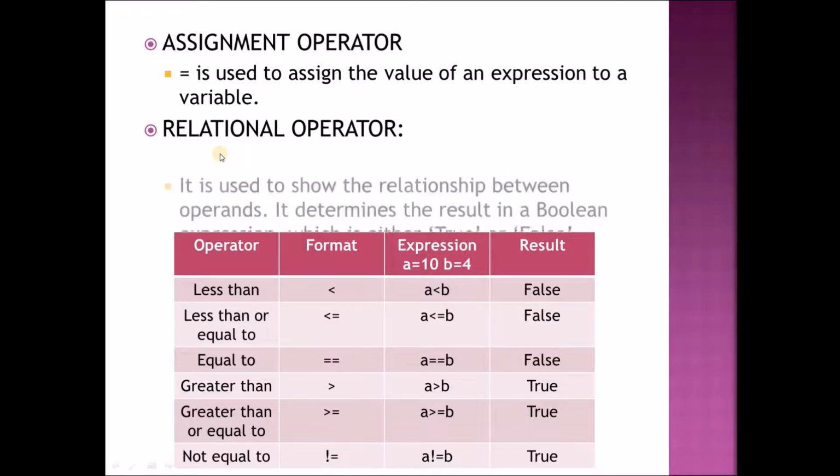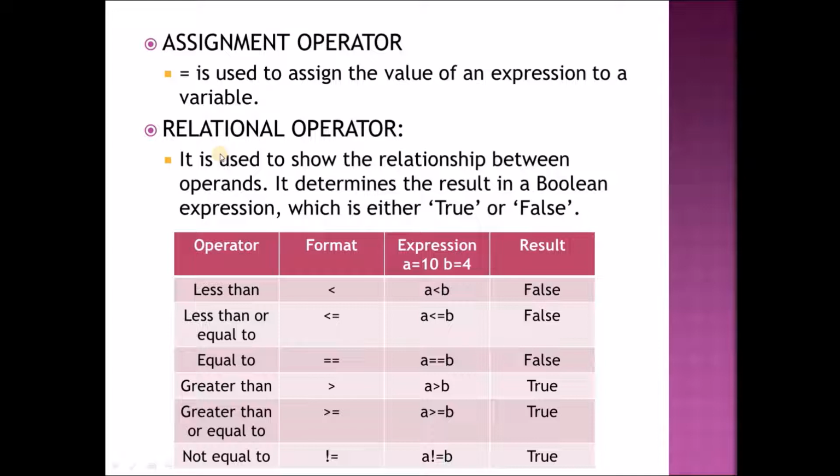Moving on to the next, we have relational operators. Now, relational operators find the relation between two values and give us the answer in the form of true or false. Let us consider an example where I have taken A is equal to 10. The value of A is 10 and B is 4. Now, the first operator that we are using is less than. Is 10 less than 4? No, right? So the answer that comes up is false. Moving on to the next, less than or equal to. Is 10 less than or equal to 4? Again false, because it's wrong.